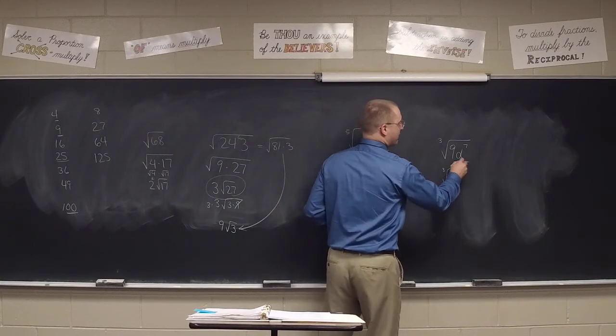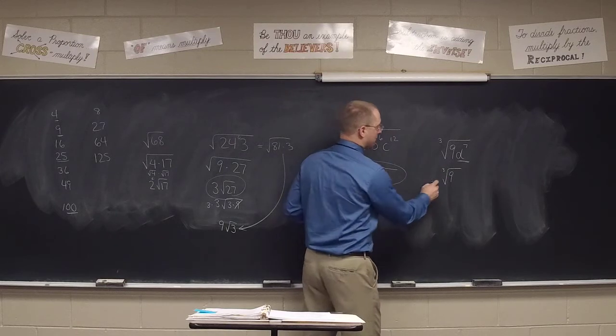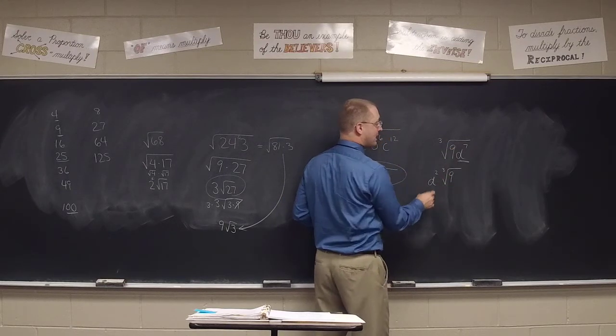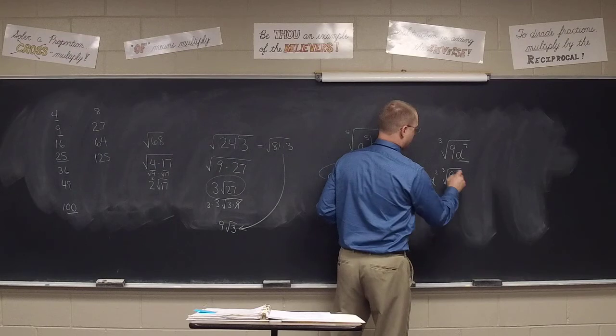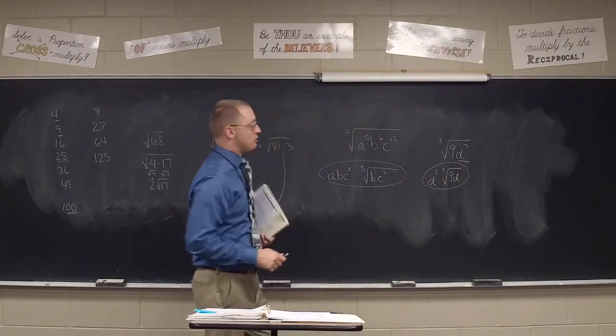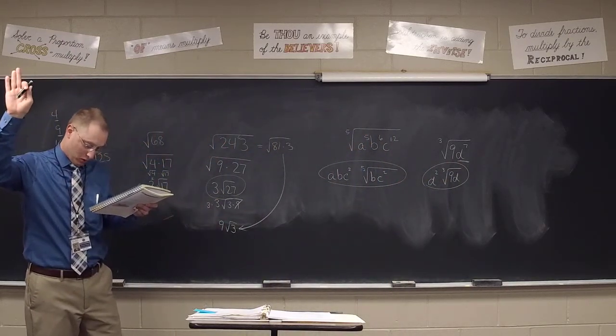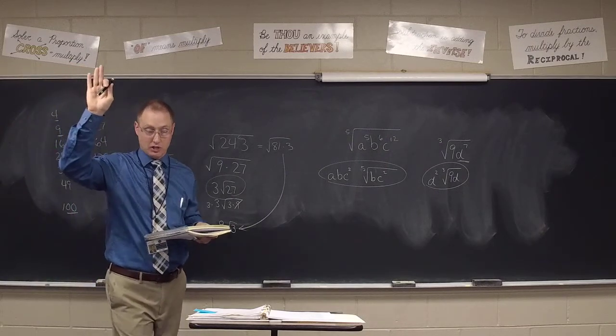But as far as the d to the 7th, I can do a little bit. Pull a d squared out because 3 goes into 7 twice with 1 left over. So we'll leave a d inside, we get d squared times the cube root of 9d. How many have that answer for number 40? Questions on number 40?